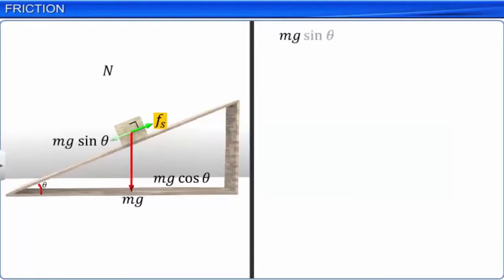In this case, mg sin theta max is equal to Fs max, which implies mg sin theta max is equal to mu s mg cos theta max, which gives tan theta max equal to mu s on simplification.